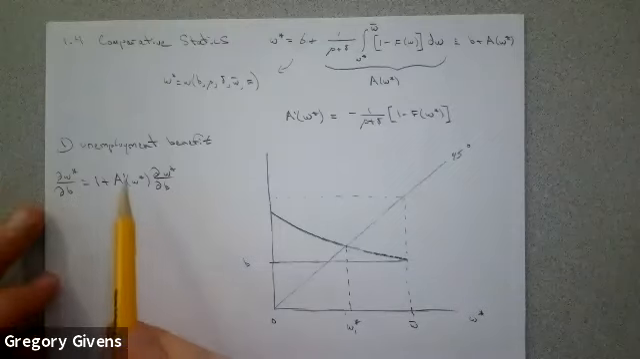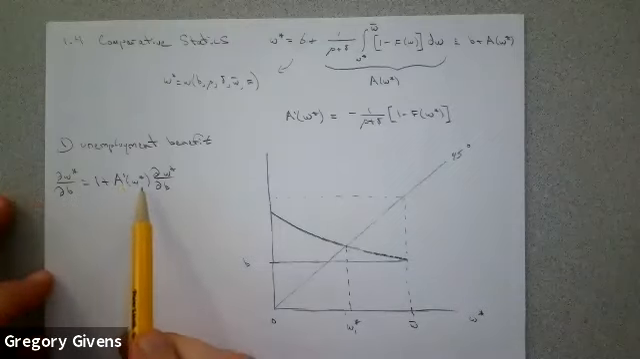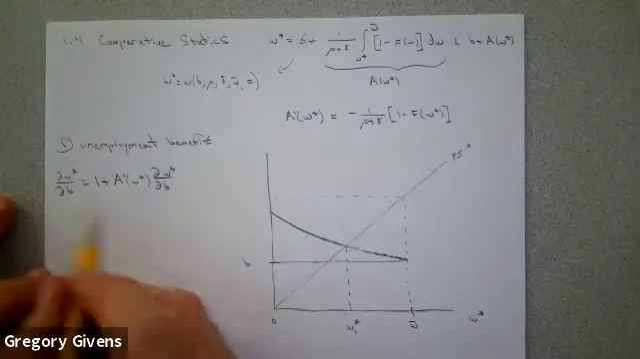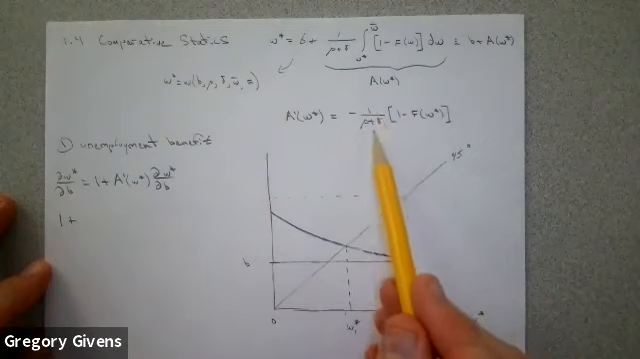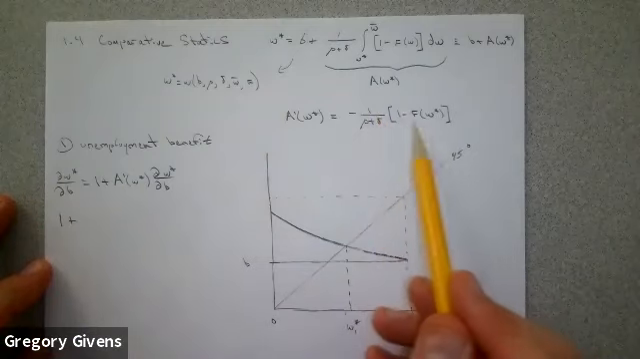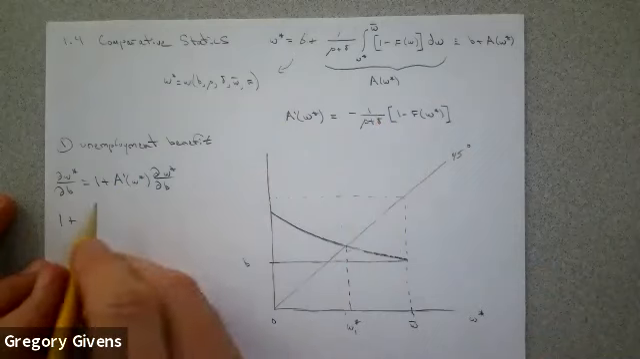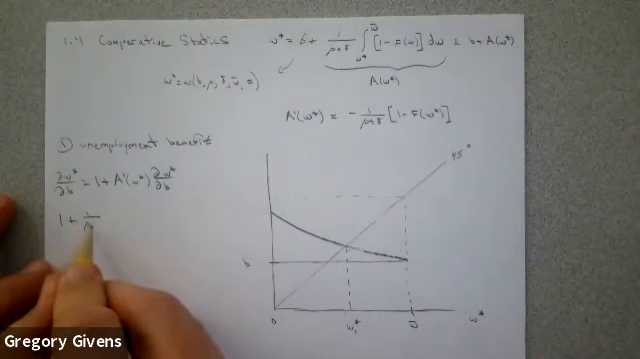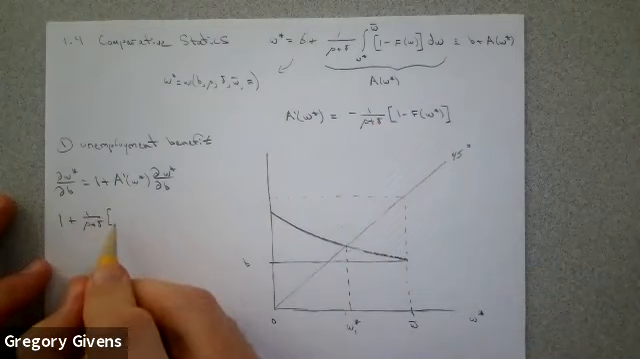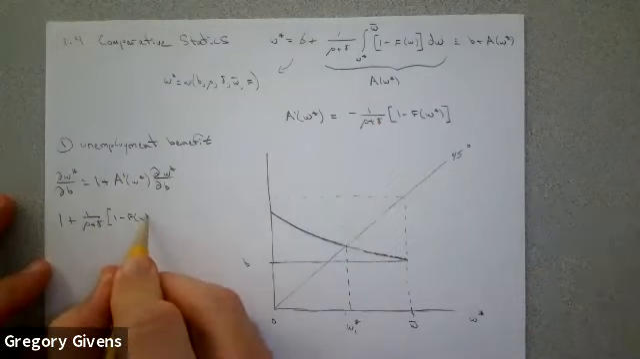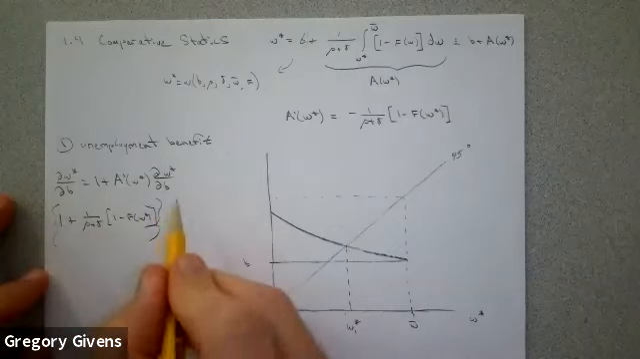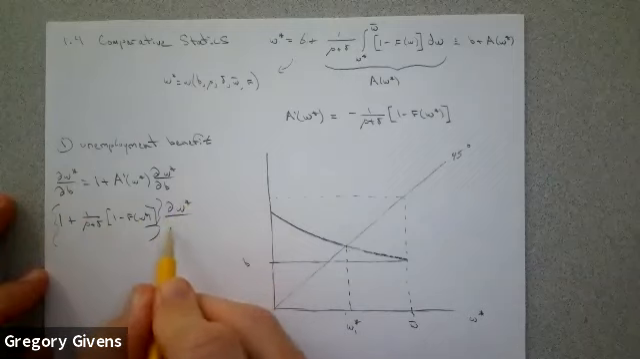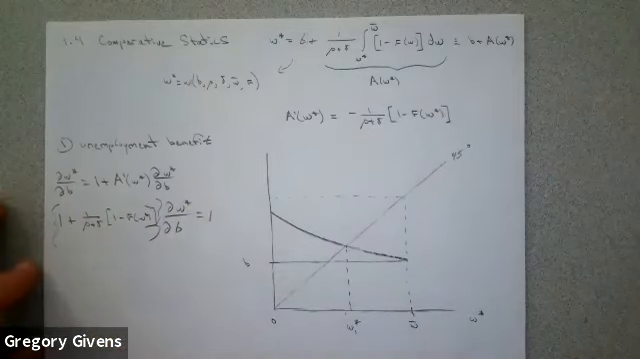Now, fortunately, we know what the derivative of A is with respect to W star. We evaluated that in the last class. So if we group terms here, A prime is this, negative 1 over rho plus delta times 1 minus F of W star. So we swing that to the other side. We get 1 plus 1 over rho plus delta times 1 minus F of W star. That whole quantity times dW star dB is going to be equal to 1.